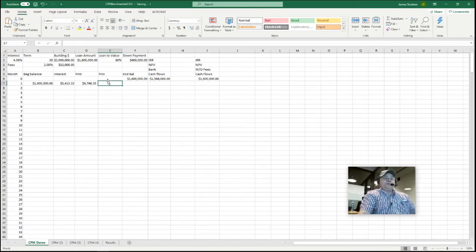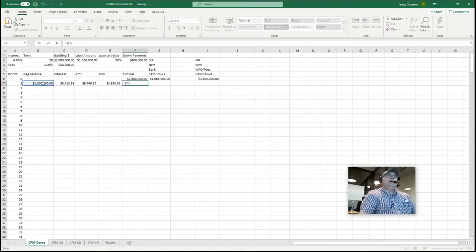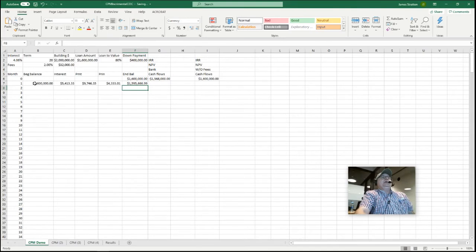Now our principal is literally going to be our payment minus our interest, right? So there it is. And then what we're going to do is our adjusted balance now is that minus our principal. And we hit enter. All right. So here's what we're going to do. Now we're going to drag and drop. So we're going to copy this all the way down.